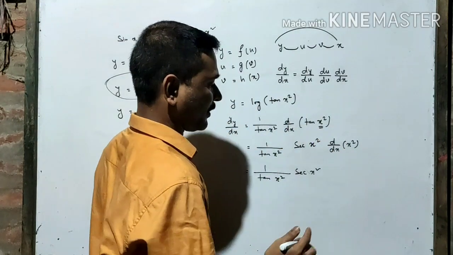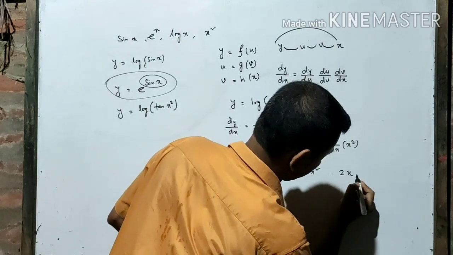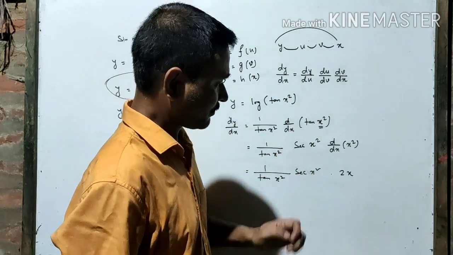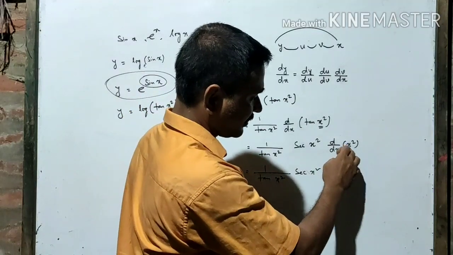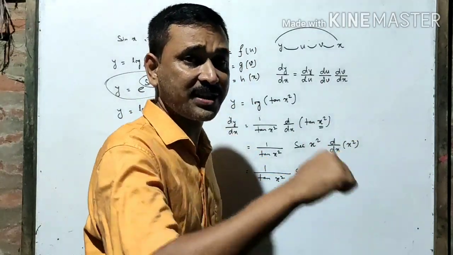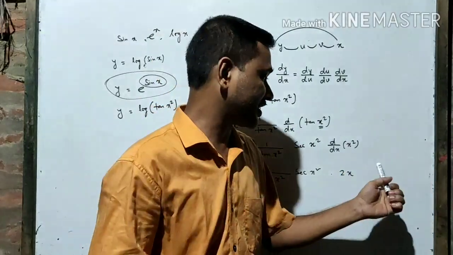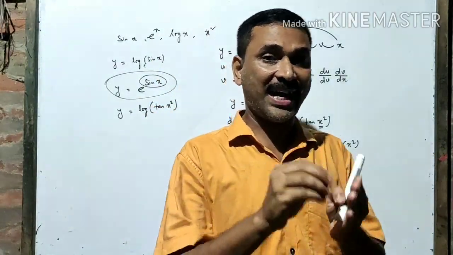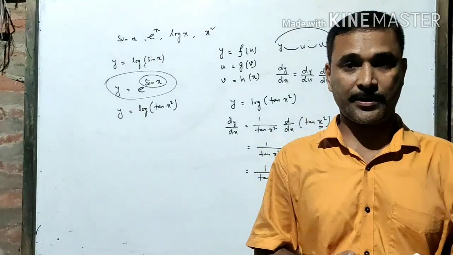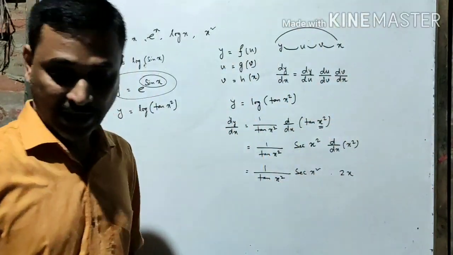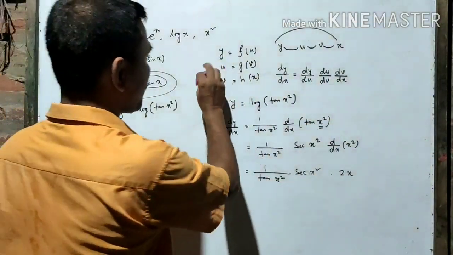Now what is the derivative of x square? The derivative of x square is twice x. Now what is in place of x here? The function is x square, so in place of x there is x. So the chain stops here. Whenever we get x in place of x, the chain stops there. Okay, let me take one more example.